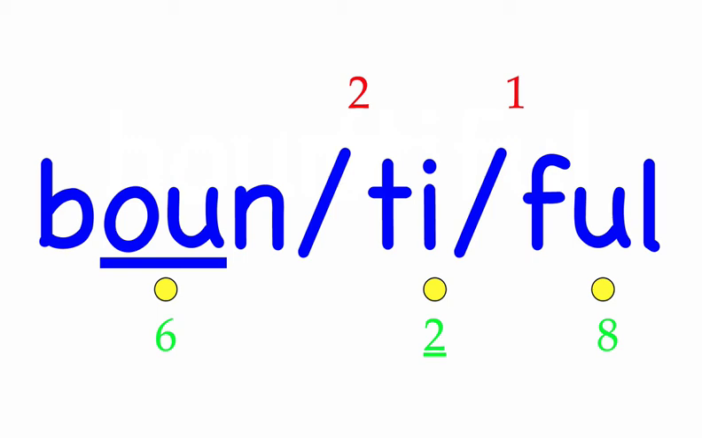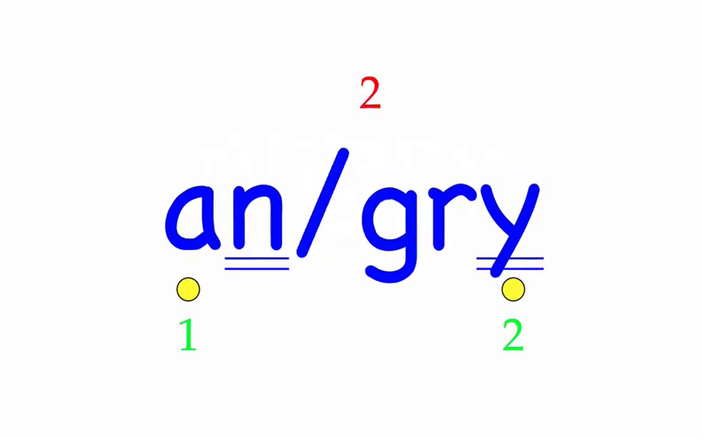Angry, angrier. Angry, two syllables. First syllable ang, two sounds. Gree, three sounds, e. Angry, mark the word, angry.